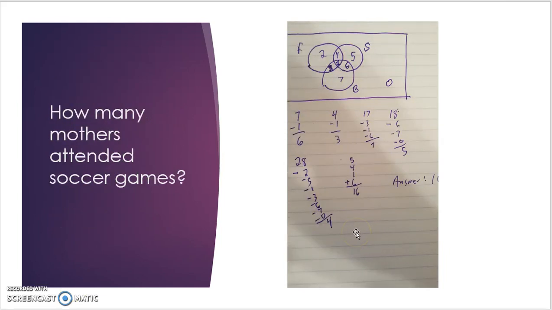All right. Now, to the question, how many mothers attended soccer games? So soccer games are 4 places. I've already got everything filled in. So I just add the 4, the 5, the 1, and the 6, and I get 16. Boom, there it is. That's the answer. Okay, that is a survey problem.